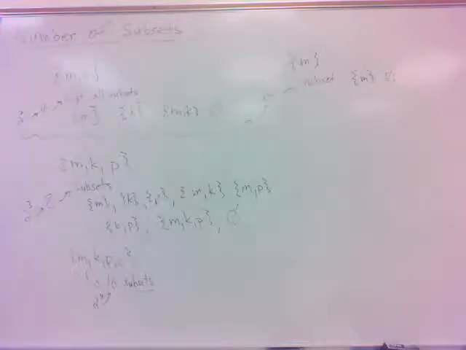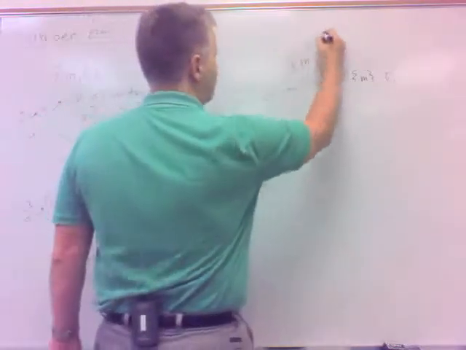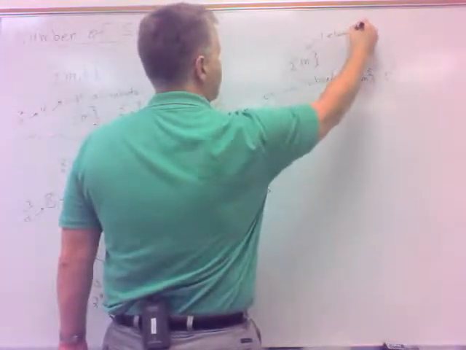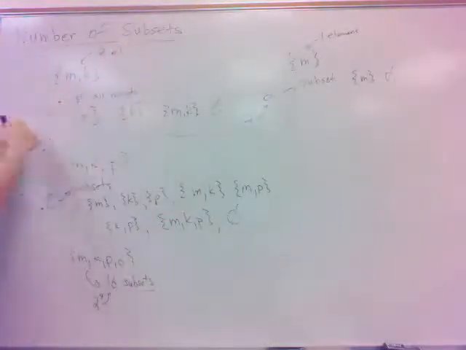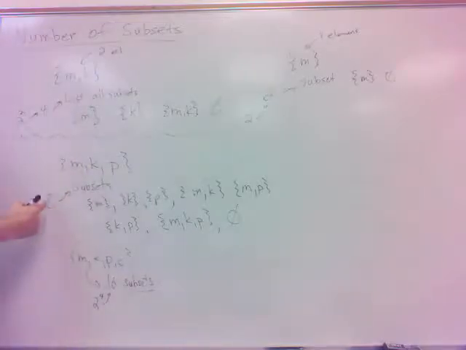But there's another little connection here. Notice this set has 1 element, and there's 2 to the 1 subsets. This one has 2 elements, and there's 2 to the 2nd subsets. This one has 3 elements, and there's 2 to the 3rd subsets. This one has 4 elements, and there's 2 to the 4th subsets. So if I had 10 elements, how many subsets is that going to have? 2 to the 10th power. Yes. The power of 2 for your number of subsets is always the number of elements there are.